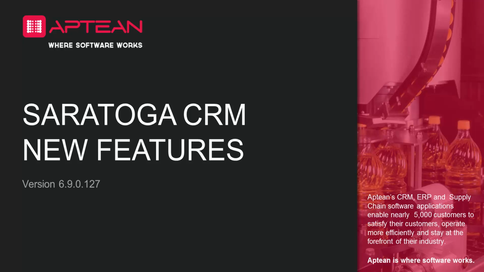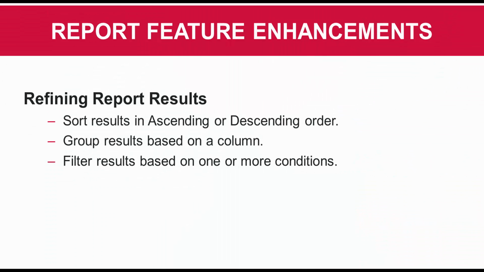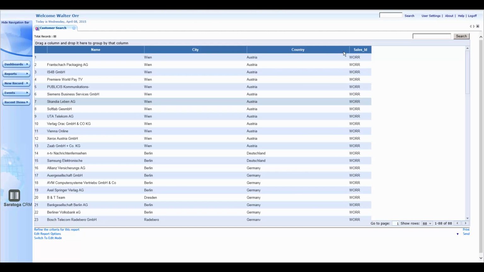Welcome to Saratoga CRM New Features, version 690127. We're going to start with refining report results: sorting, ascending and descending, grouping the results, and filtering results based on one or more conditions. Once we're in a report, we go to the column we want to sort.